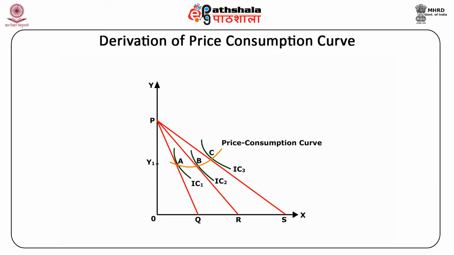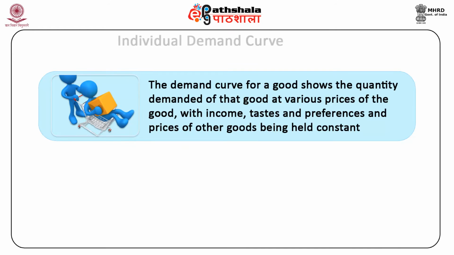Ceteris paribus, if the price of X falls further, the budget line rotates further to PS and the consumer reaches a new equilibrium C on indifference curve IC3. Joining all the successive consumer equilibrium points like A, B and C at various price levels of good X, we get what is called the price consumption curve, PCC, for good X. The price consumption curve for good X is thus the locus of consumer equilibrium points resulting from changes in the price of good X. The demand curve for a good shows the quantity demanded of that good at various prices of the good, with income, taste, preferences and prices of other goods being held constant.